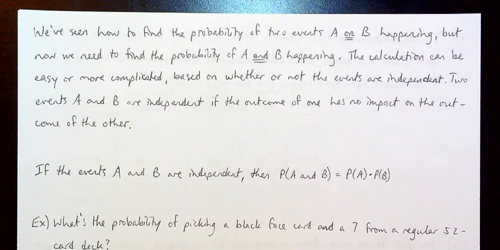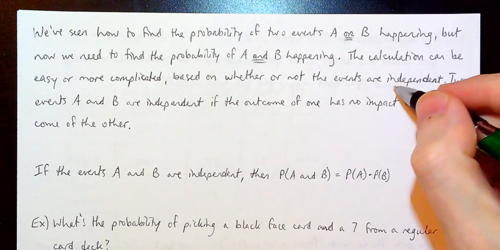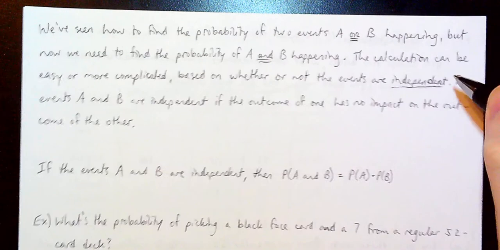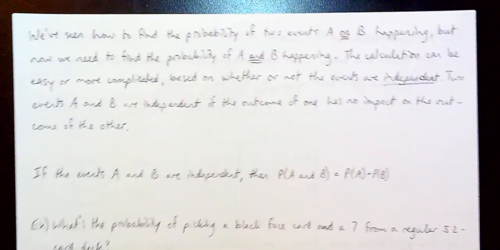So this calculation that we do to find the probability of both events happening, A and B, not A or B, can be easy or it can be slightly more complicated based on whether or not the events are independent. Independent is the key word there.